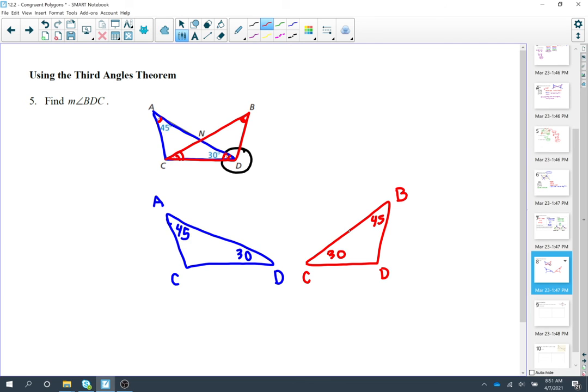And what we're trying to find here is the measure of BDC, which is this angle sitting right there. So using the third angles theorem, I know that these guys have to be congruent, or I can just look at what I know already and say, well, I have 45 plus 30, which is already 75 degrees in this triangle. Then I know that all triangle angles have to add to 180. So 180 minus 75 is 105. So I know that this angle has to be 105 degrees.